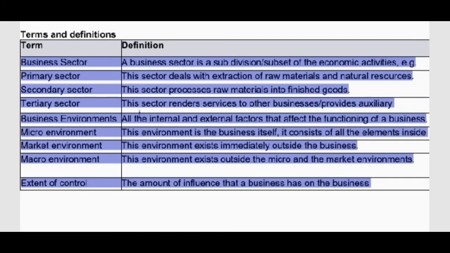So what's happening in the business environment? All the internal and external factors that affect the functioning of a business, e.g. micro, market, and macro environment. So when we speak about business environment, it is also divided into three.